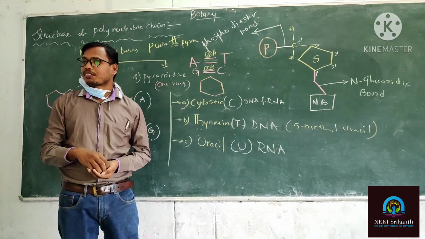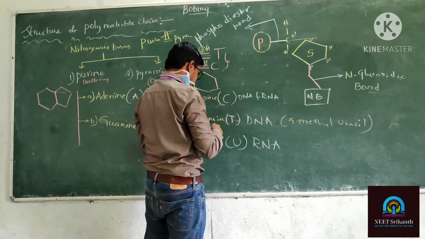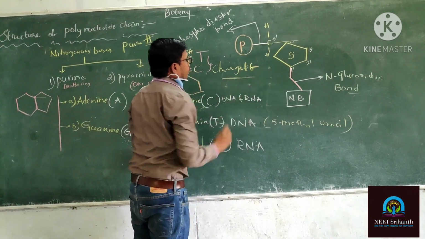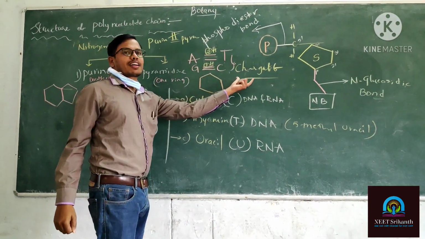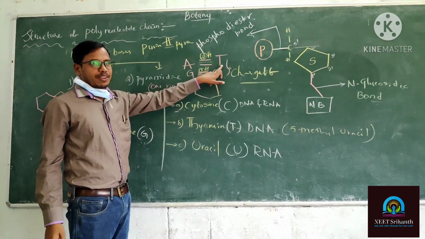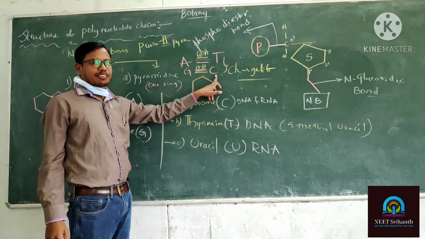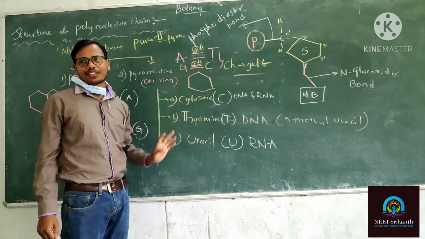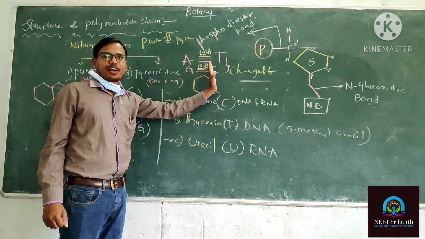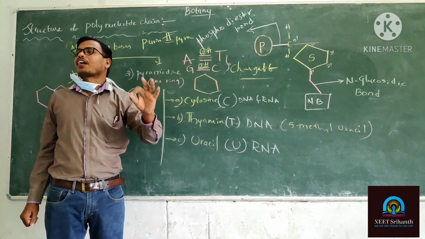And the complementary base pairing was discovered by Chargaff. Who is the scientist? Chargaff. That's why the rule is called the Chargaff rule. What is the rule? Adenine binds with thymine, with two hydrogen bonds between them. And guanine binds with cytosine, with three hydrogen bonds between them. That rule was first introduced by Chargaff. That's why the complementary base pairing rule is nothing but Chargaff rule.